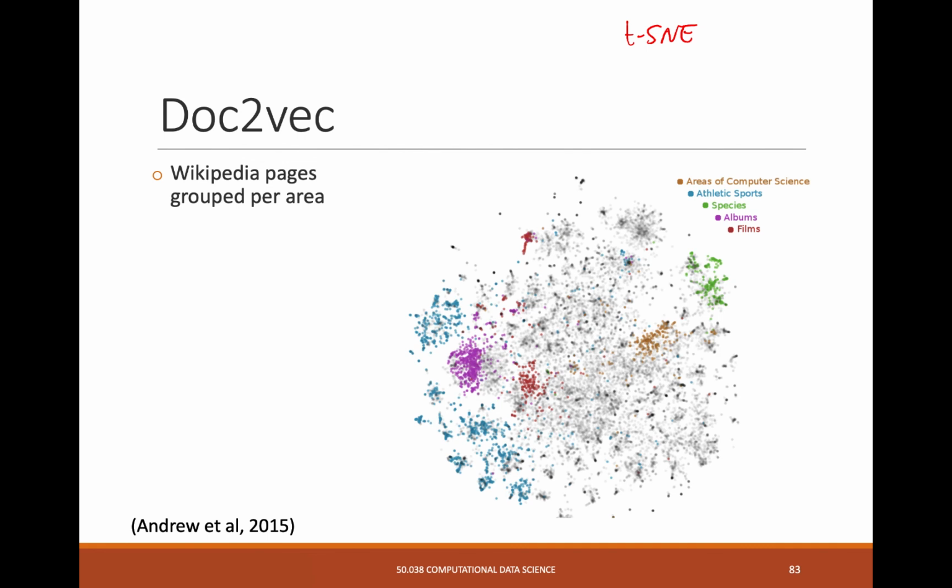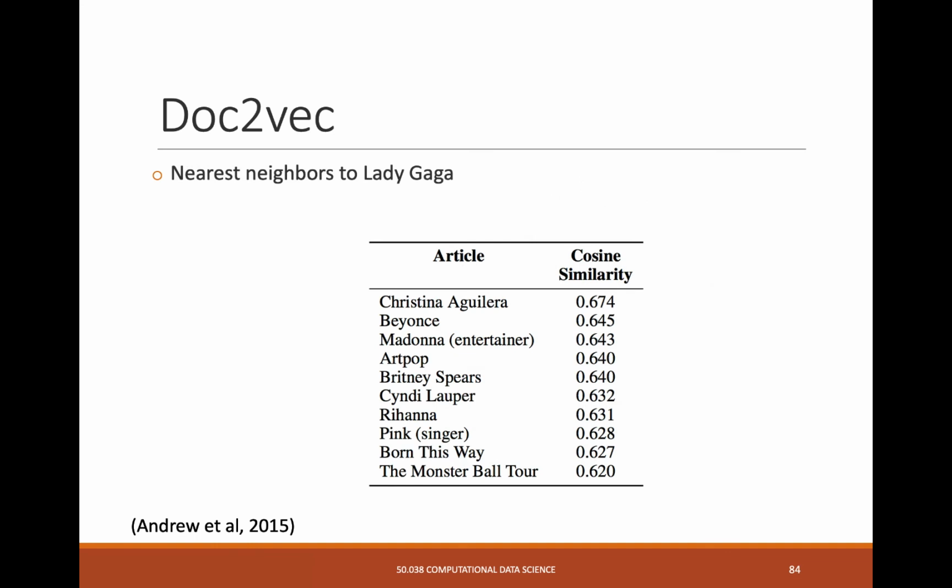You see, for instance, all Wikipedia pages about music albums are here, films, computer science, animal species. Athletic sports are a bit more dispersed, but still there's clearly a pattern to be seen, and this is something as part of the intrinsic evaluation that our doc2vec model works.